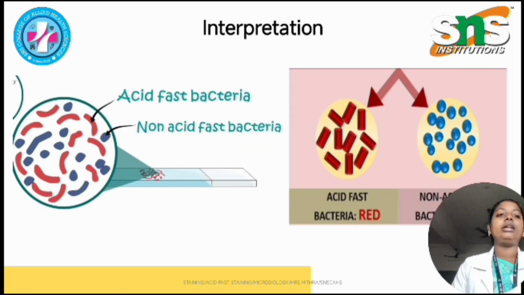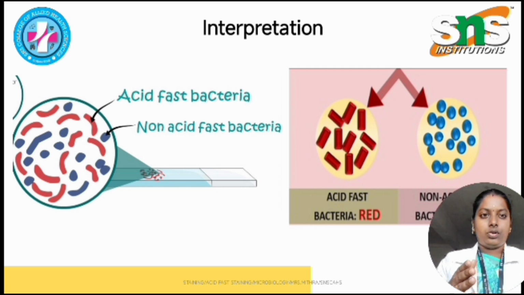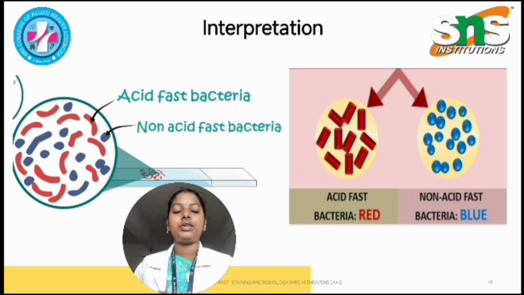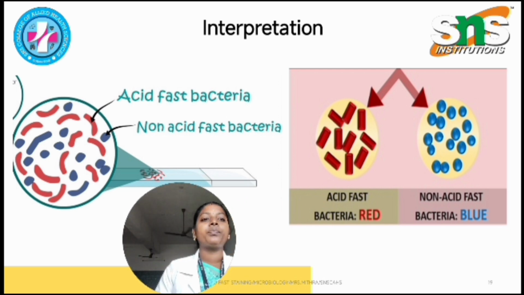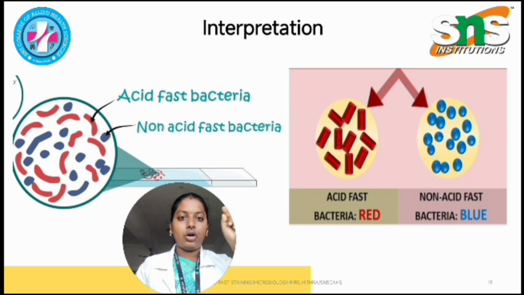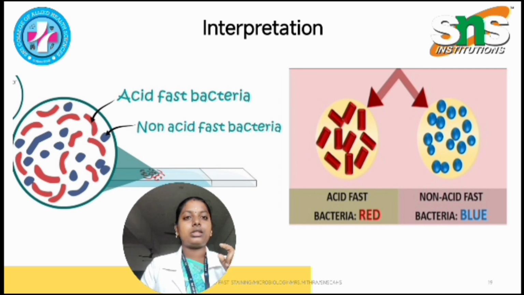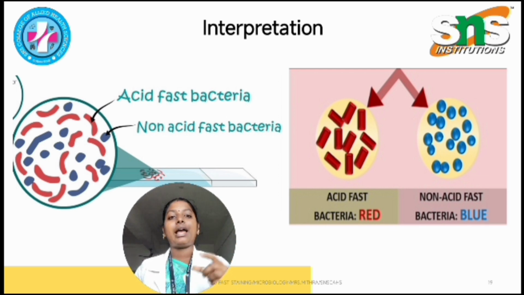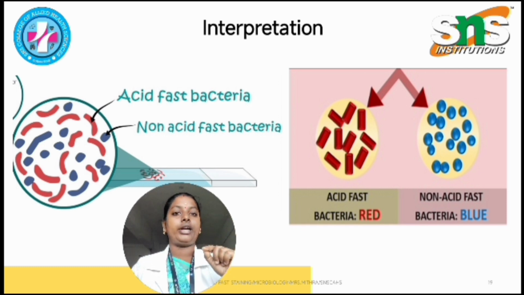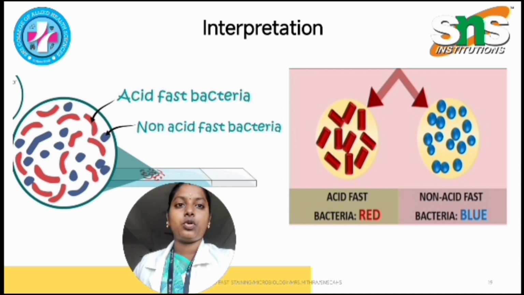So this is the overall interpretation. You could see the acid fast bacteria appear in red color, which is rod shape or bacilli shape, and non-acid fast bacteria will appear as blue color, which is cocci, round shape. So this is the main interpretation. You can remember acid fast bacteria as red color rods and non-acid fast bacteria as blue color cocci. So this is the exact picture. This is the diagrammatic representation of what we viewed under the microscope.